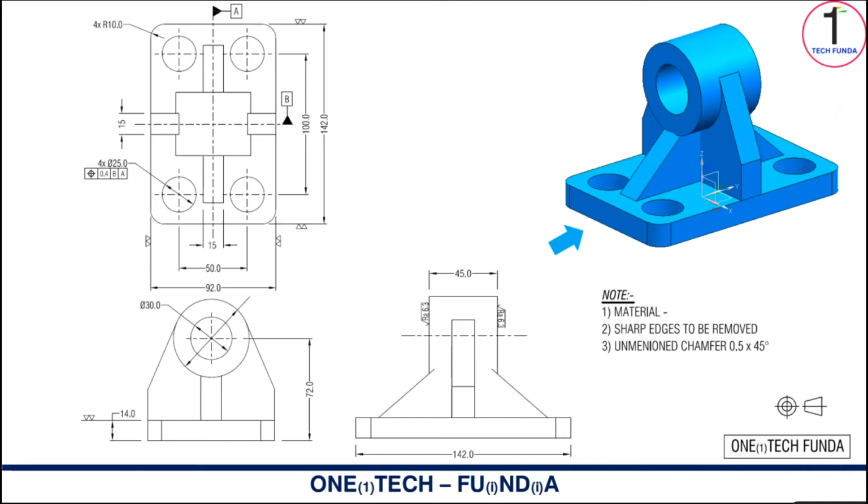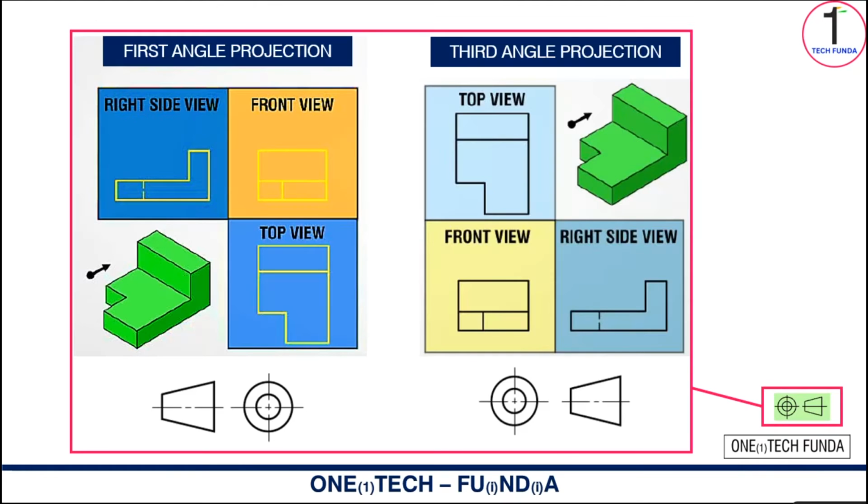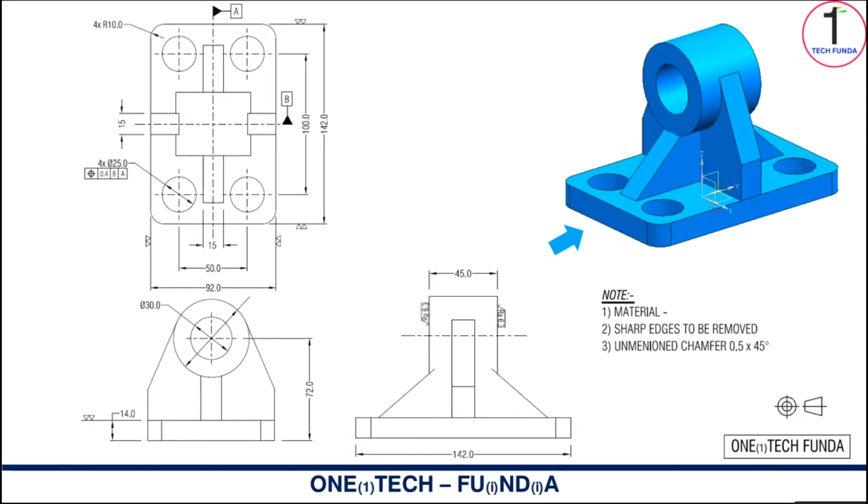Now here you can see the 2D drawing. In this 2D drawing, the angle of projection is given. That projection can be first angle projection or third angle projection. In this drawing, we can see how the 3D model looks in 2D, which we can see in top view, front view and side view.